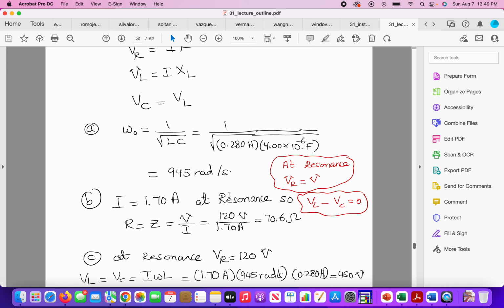VL and VC equal I omega L, because remember they are equal. Then we can use the equation for the inductor, which is I omega L: 1.7 times the omega, 4945 radians per second, times 0.280 Henry, and that is 450 volts.